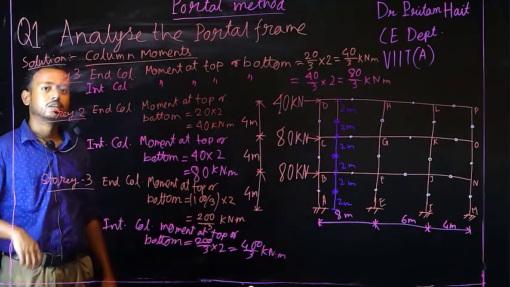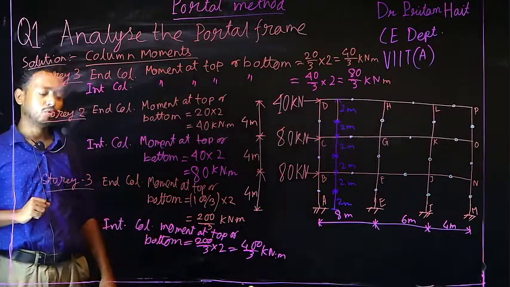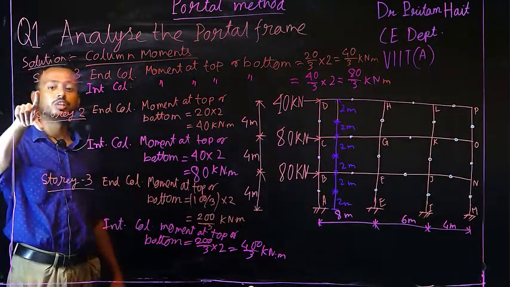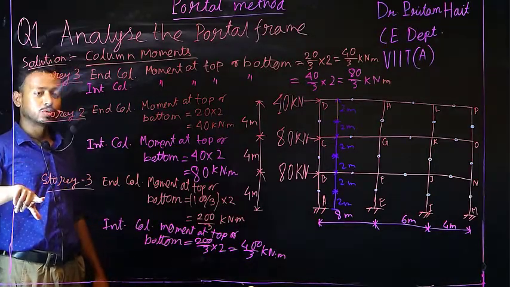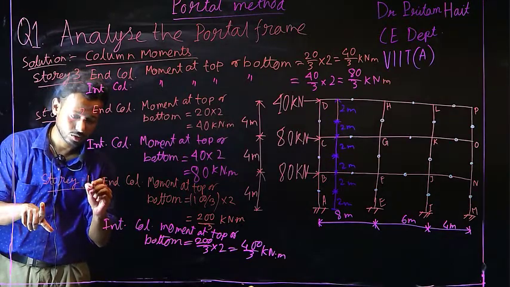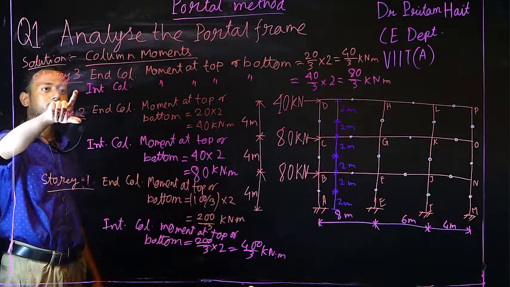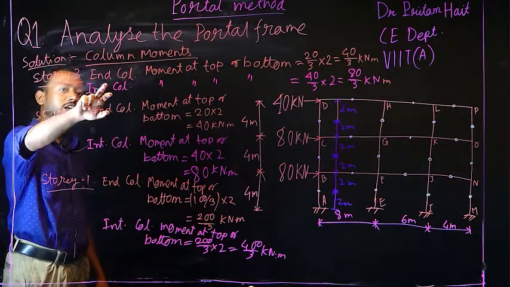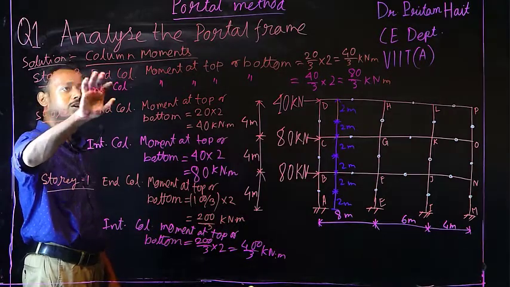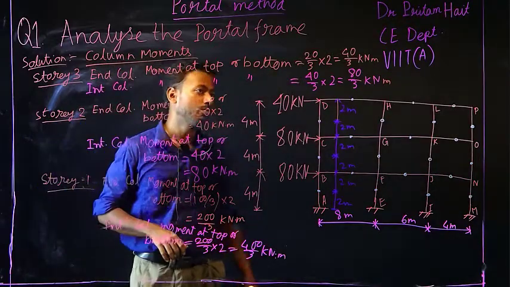So here we will determine the column moments. How will we determine the column moments? Just see here. We will consider first story 3, then story 1, then story 2. This is story 1. So first let us calculate the story 3 column moments. The end column and intermediate column we will calculate. So for the end column, what will be the moment at top and bottom?